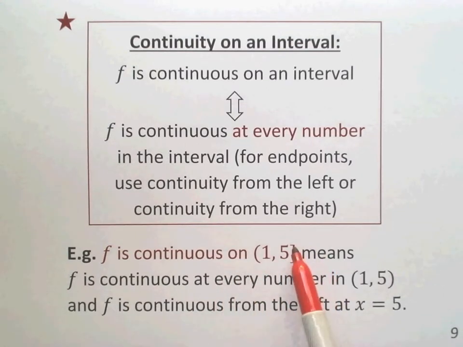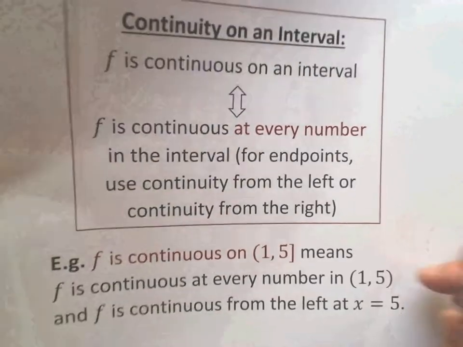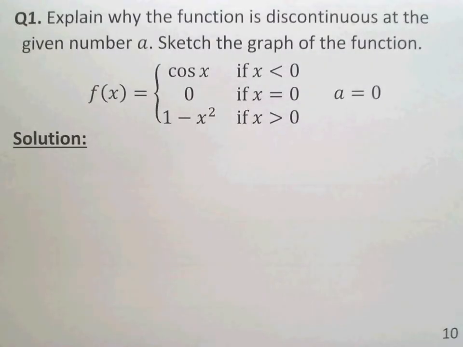because we defined it on the left side. We did not look at the right. So f is continuous from the left at x equals 5. Continuous inside, and one-sided continuity on the endpoint, that is continuity on an interval. Okay, that's all the concept.